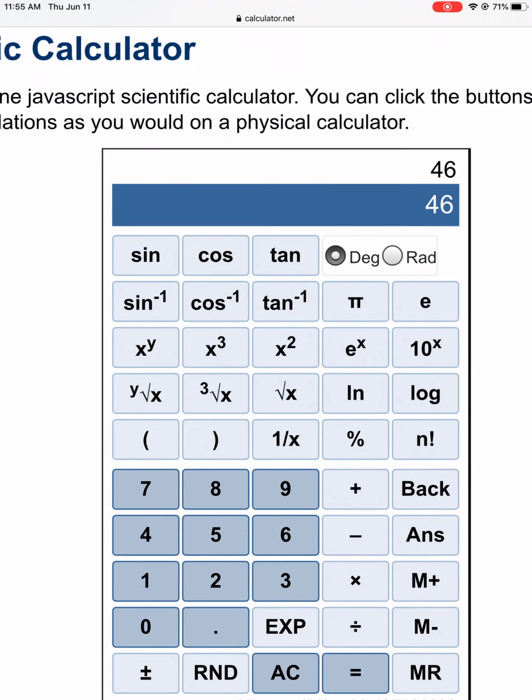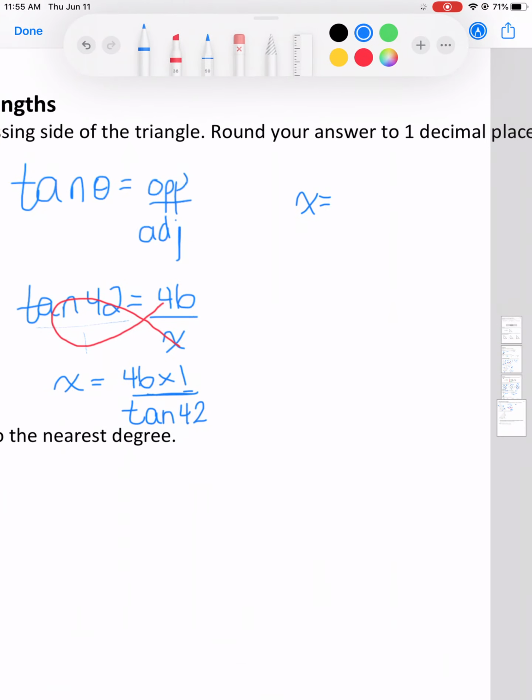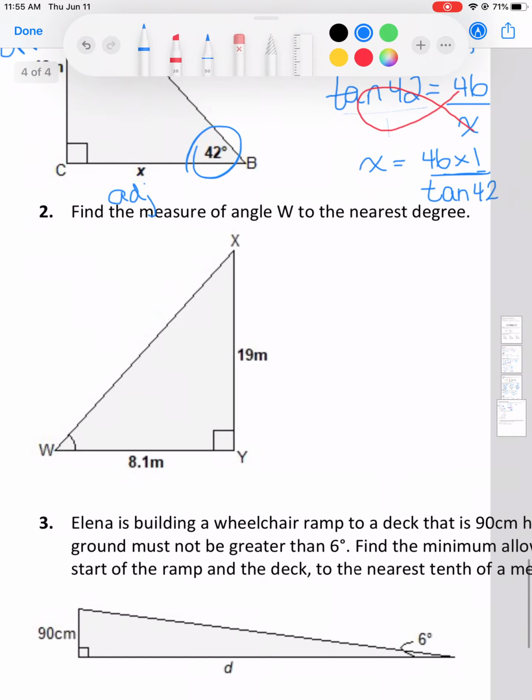So 46 times 1 is the same thing, divided by tan 42. 51.088. It says one decimal place, so 51.1, because that 8 would round that 0 up to a 1. Cool. Let's do it again.